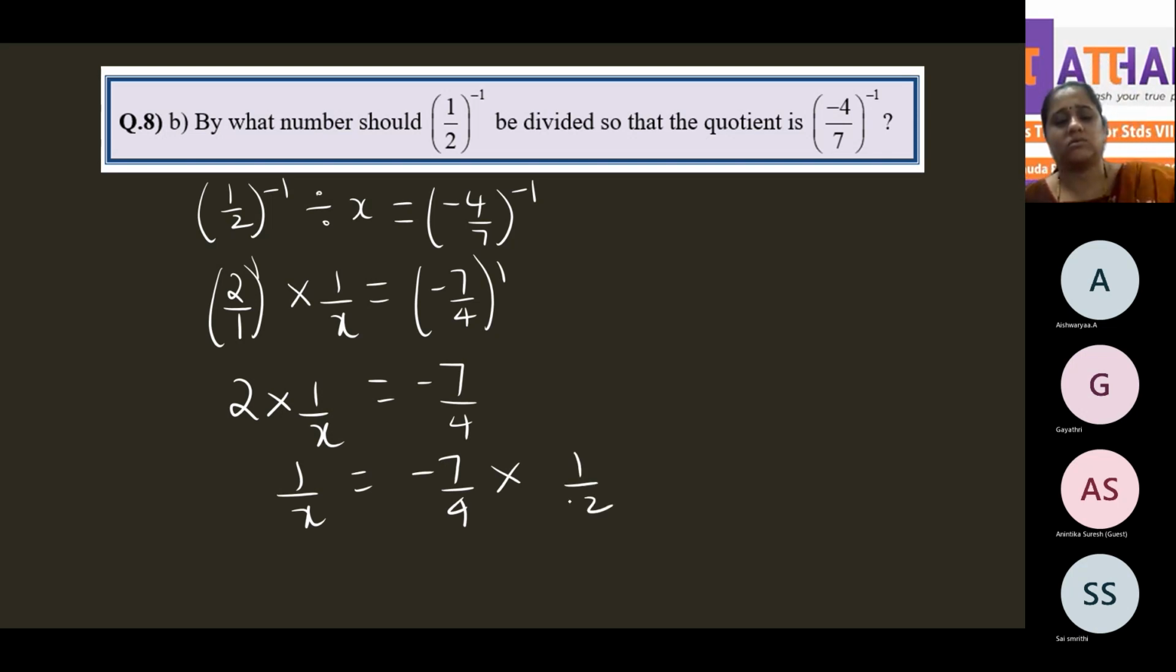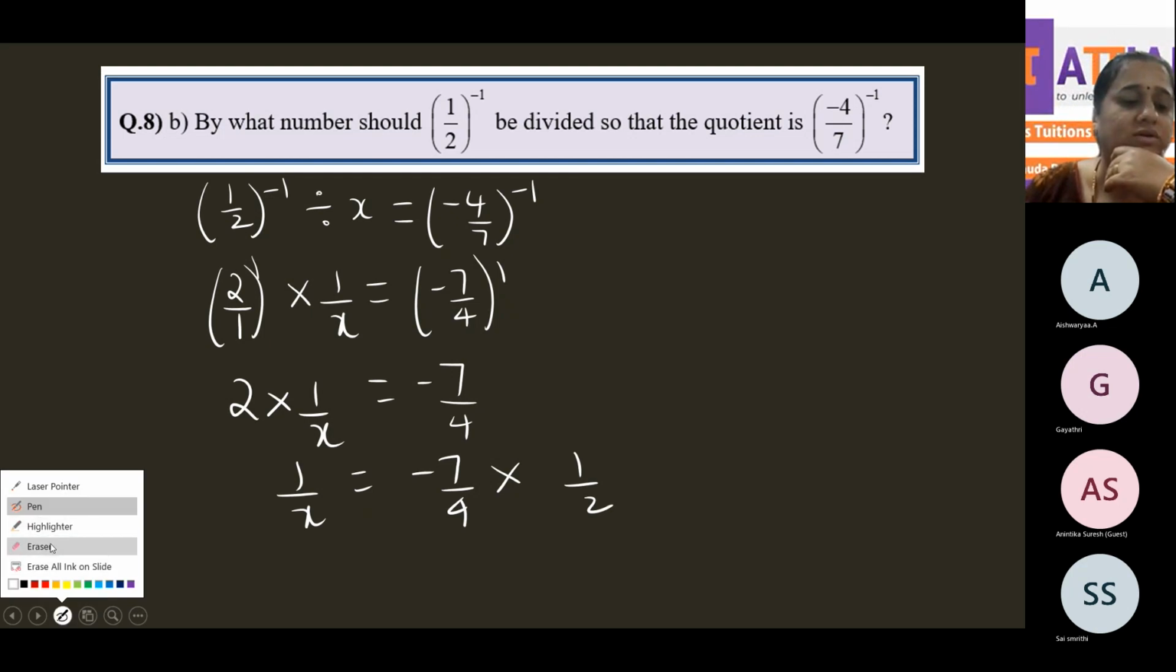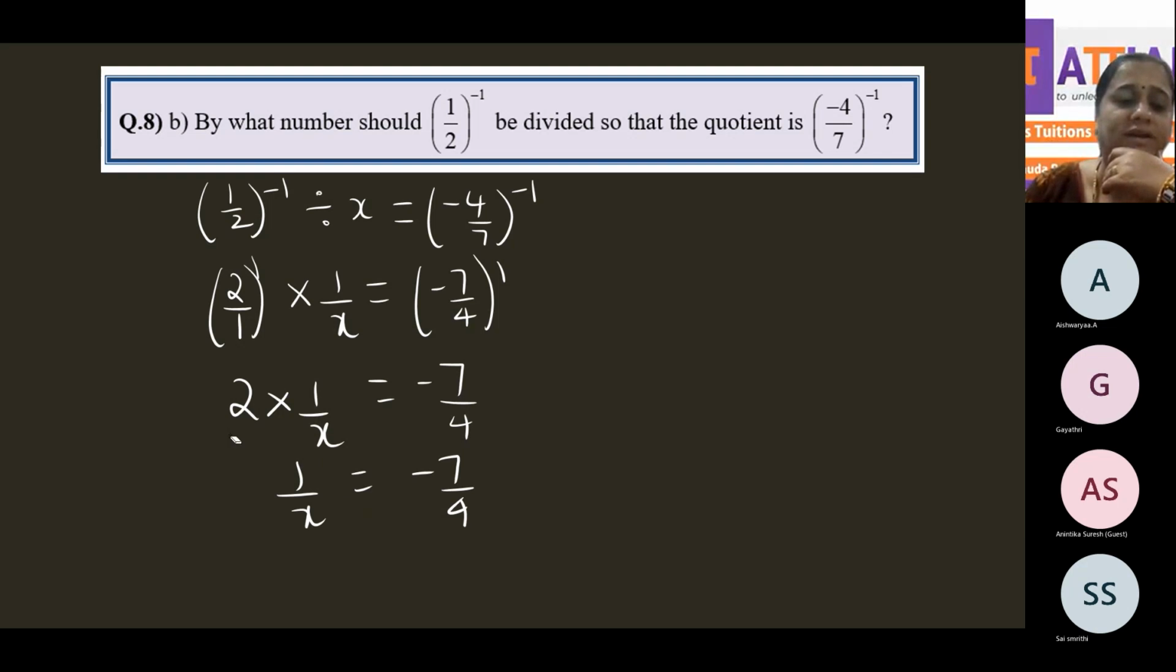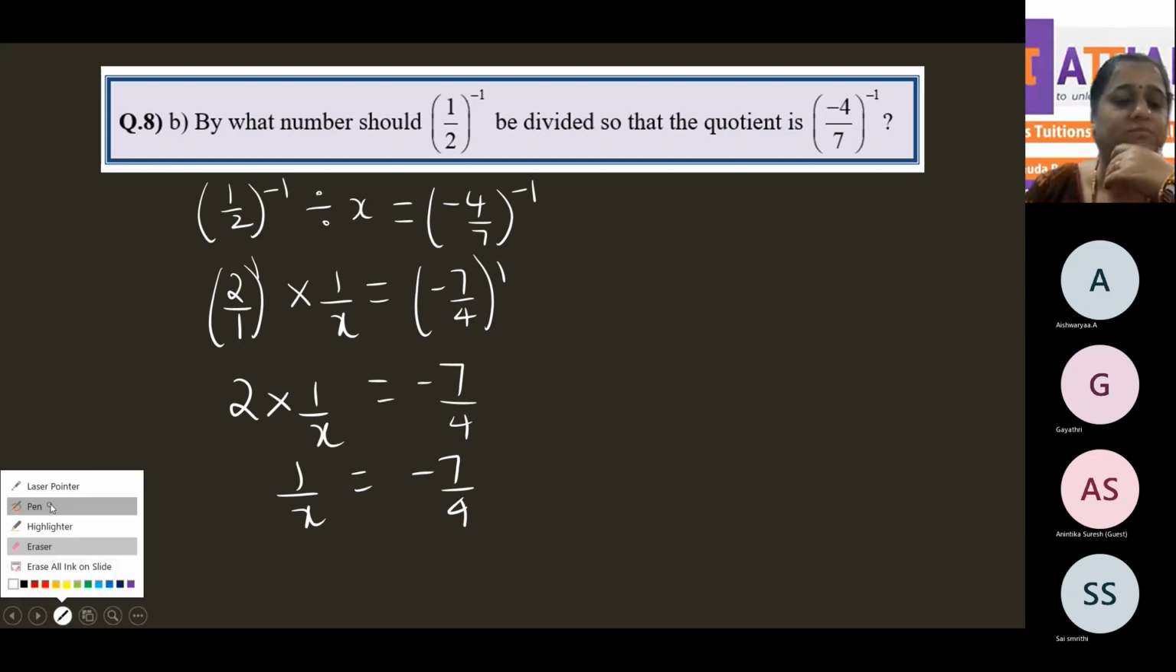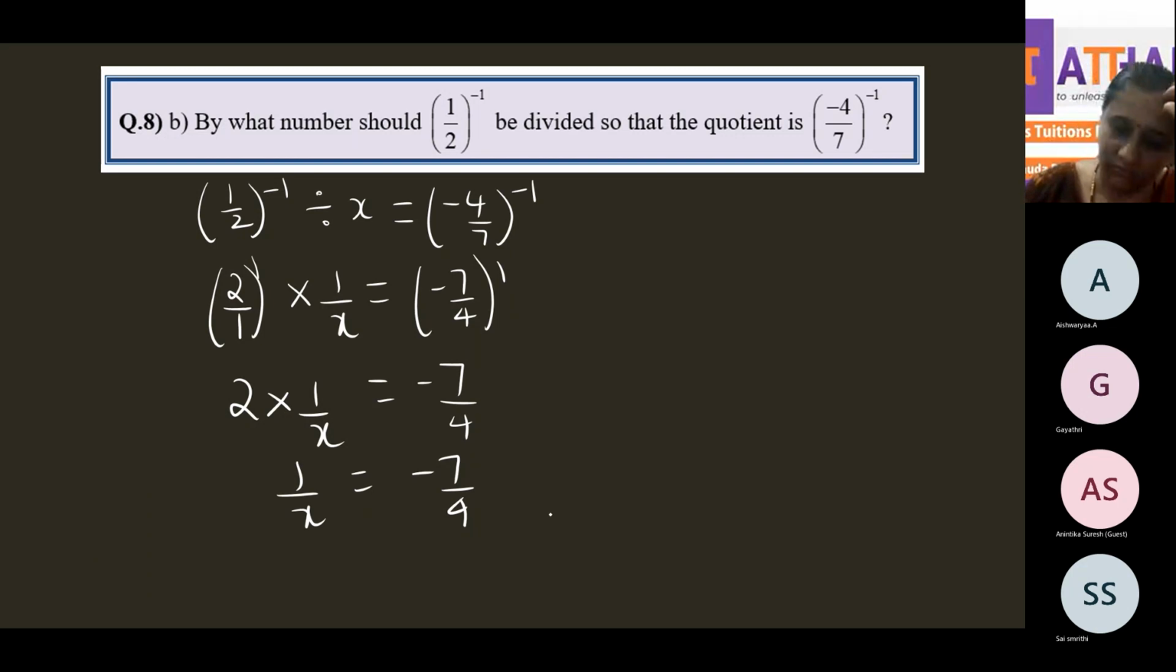How 1 by 2, ma'am? Why is it 1 by 2, why is it not 2? Because there is 2 into 1 by x here, so it will come as 2 to the other side. Why 1 by 2? Ma'am, 2 into 1 by x, so 1 by x is equal to minus 7 by 4 into 1 by 2. That's what I want you to explain: how do you get into 1 by 2? Ma'am, is it 2 by 1?